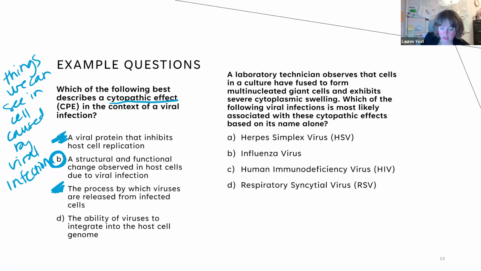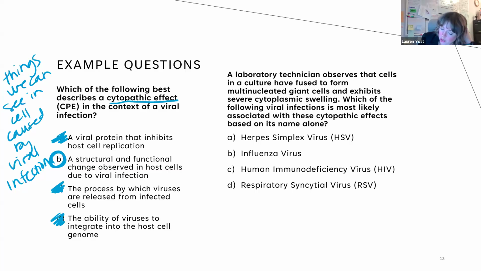The ability of viruses to integrate into the host cell genome. Can you see that in a normal microscope? No. You would be able to see structural and functional changes potentially caused by this. Again, syncytia. We can see that the cells are merging together. We can see that they're not attaching to surfaces anymore. We can see that they're rounding up. We can see those sorts of things.